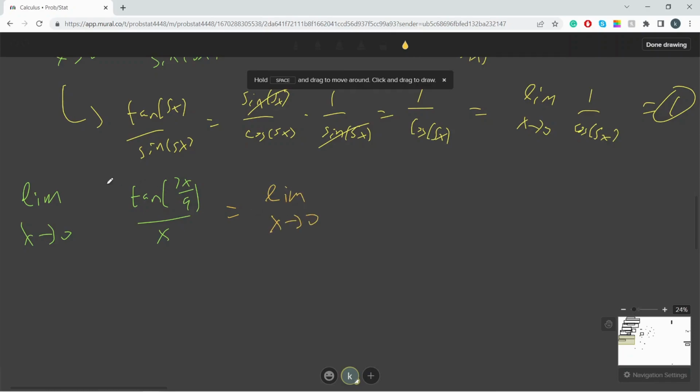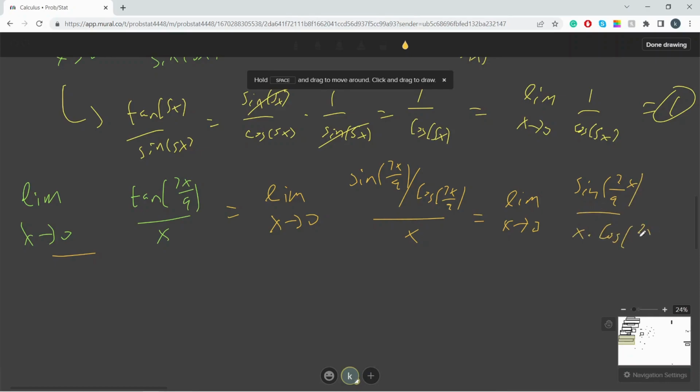So this limit here is equivalent to the limit as x approaches 0 of sine of 7x over 9 over cosine of 7x over 9 over x. And if we clean this fraction up, this is going to be equivalent to the limit as x approaches 0 of sine of 7x over 9 over x multiplied by cosine of 7x over 9, right?